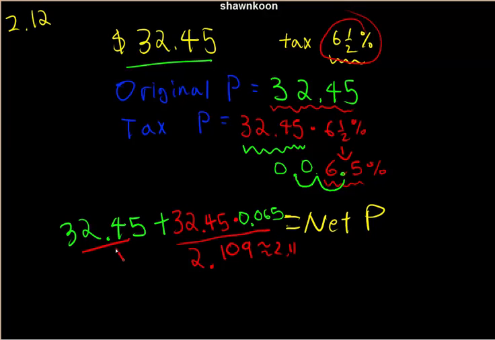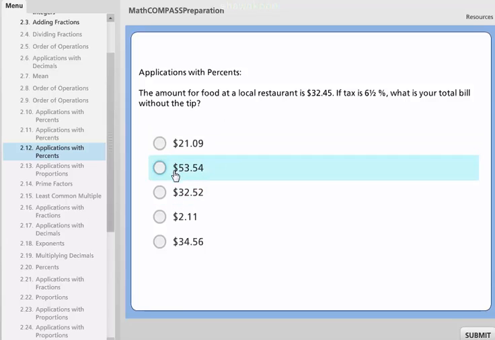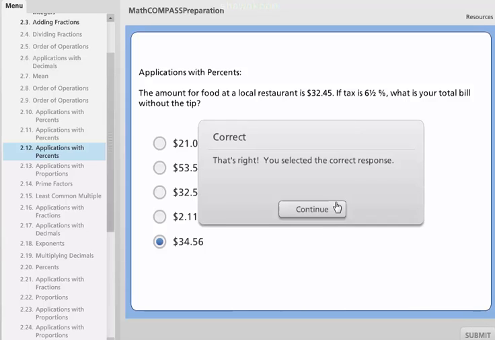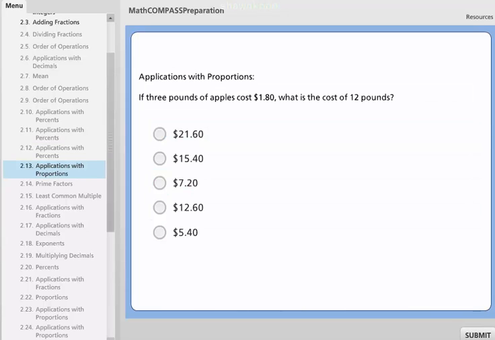And if we add these two together, what do we get? We get 34.56 as our net price. So let's see if we have that in our answer. Yep, we do. And we got the right answer. Perfect. Okay, so 2.13. If 3 pounds of apples cost $1.80, what is the cost of 12 pounds?